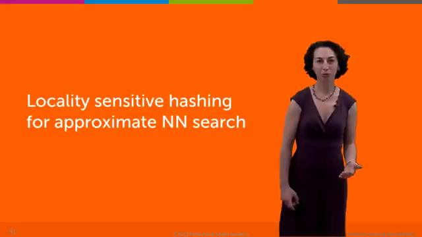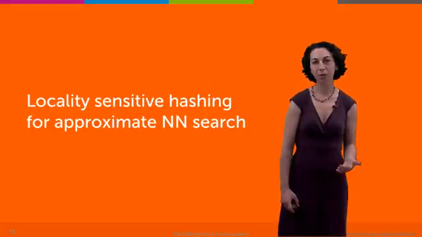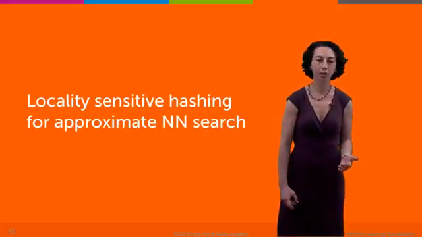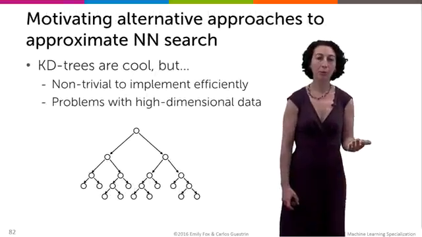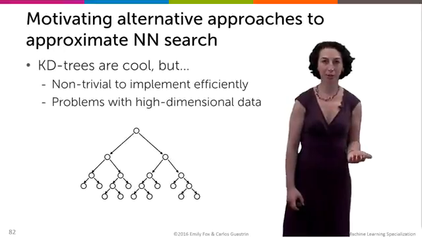KD trees are one approach for efficient nearest neighbor search, but as we mentioned, there are other approaches that we could consider. So let's look at one of these called locality-sensitive hashing. So why might we want to consider an approach other than KD trees?